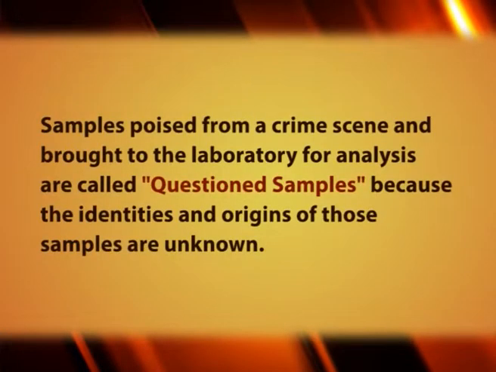After evidence is collected from the crime scene, all of it is sent to the forensic lab for analysis. The forensic chemist follows a specific process, as per the scientific method, for analyzing that particular evidence. Samples picked from a crime scene and brought to the laboratory for analysis are called questioned samples because the identities and origins of these samples are unknown.